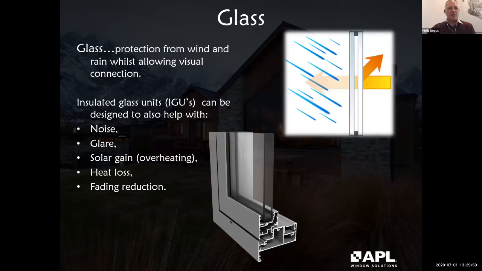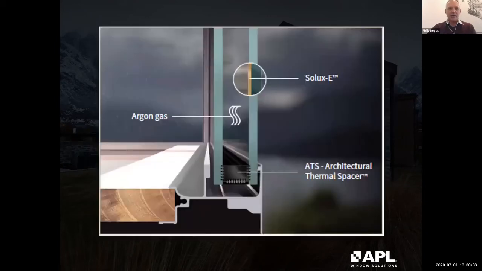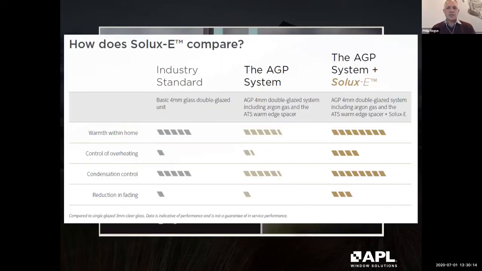So glass is typically being used just to control noise, glare, solar heat gain, heat loss, and fading control. For those of you who aren't aware, we actually built a glass processing plant in Cambridge last year. That factory is now operational. It's been making glass units now for about a month for a handful of our manufacturers.